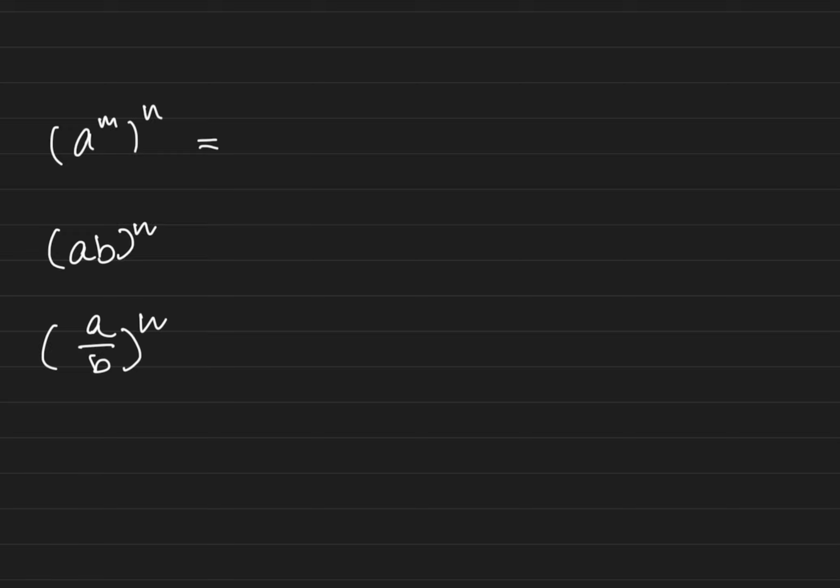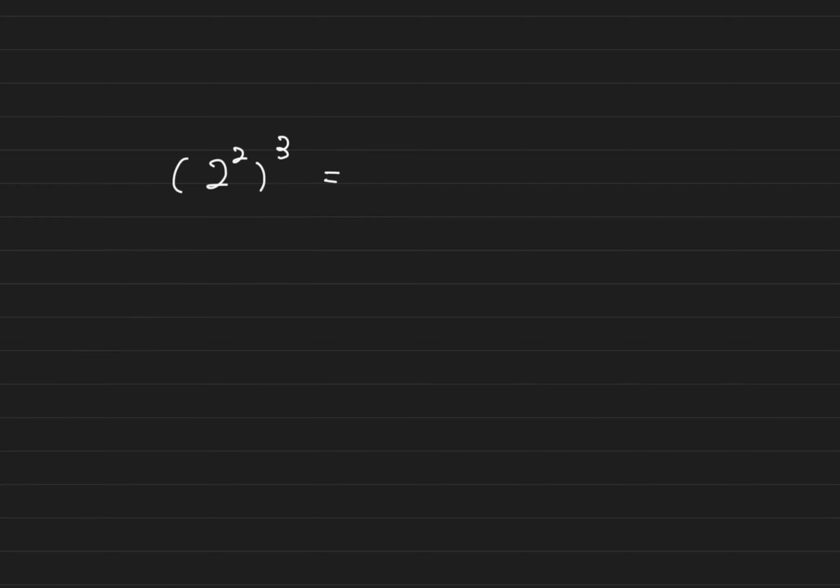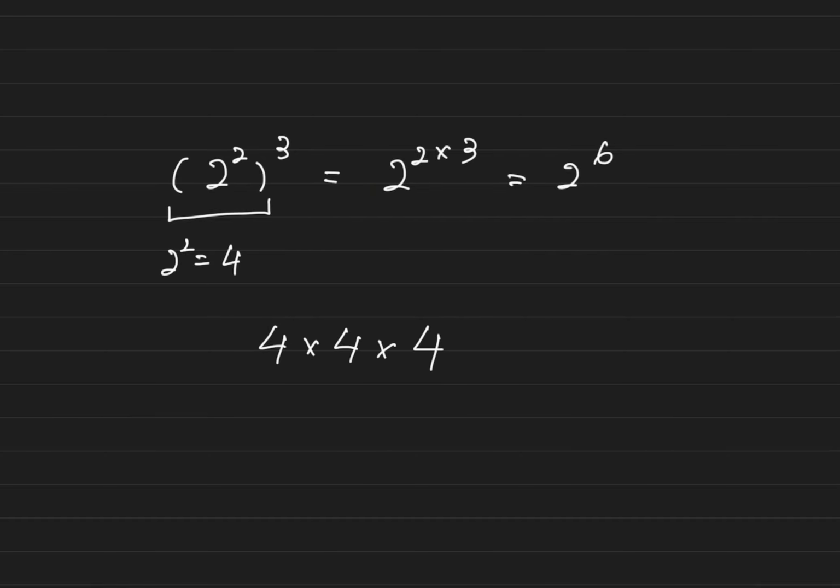So the first one. This means that to raise indices to a new power, multiply their powers together to get the answer. For example, if we were to solve this, we would multiply 2 and 3 together since they are the powers. Therefore, the answer would be 2 to the power of 6. Just to be clear, this means that 2 to the power of 2, which is 4, is multiplied by itself 3 times to get the answer. 4 times 4 times 4 is 64, which would be equivalent to 2 to the power of 6.